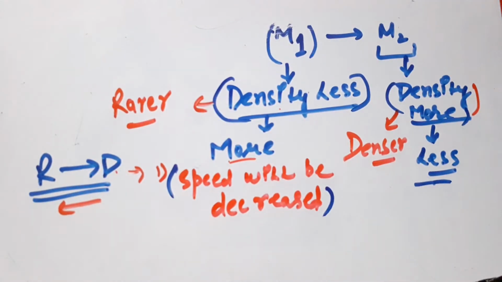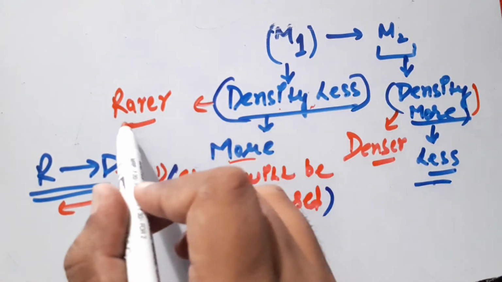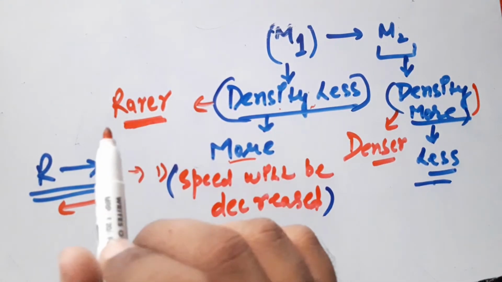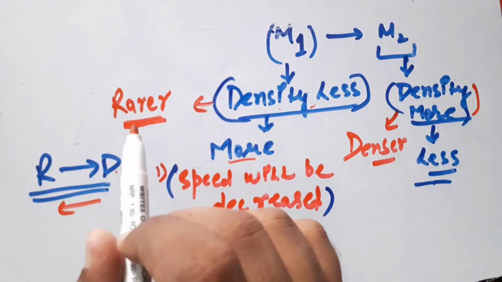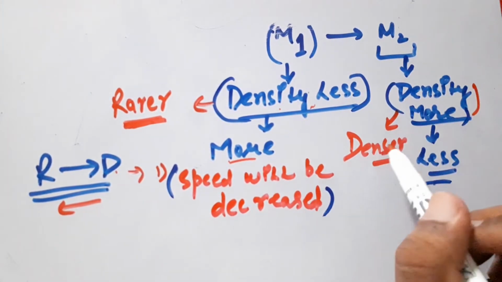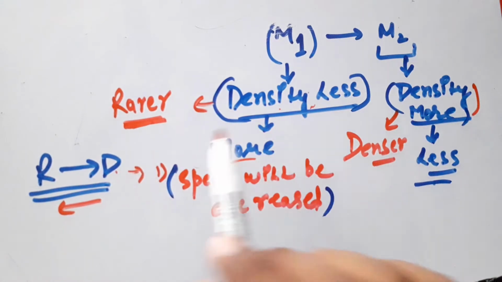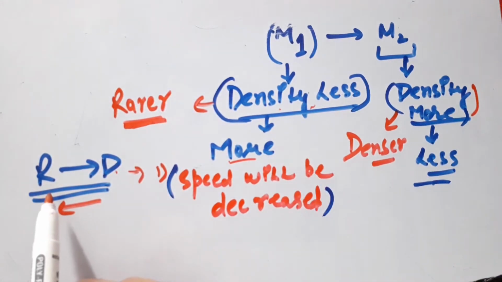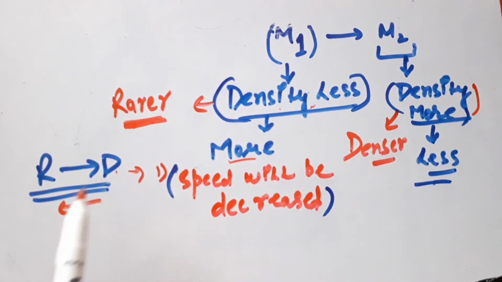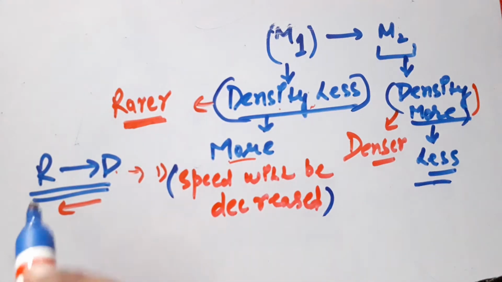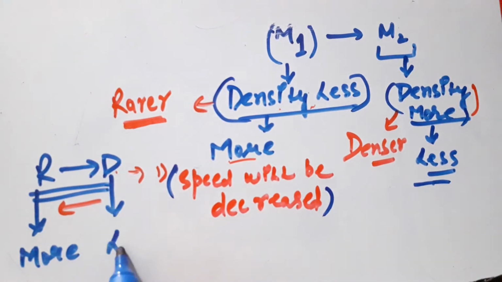Now the other thing is, one thing is there is change in speed, and the second thing is there is change in angle also. So whenever we are talking about the rarer medium, when the light is in rarer medium, the angle is always more, and when the light is in denser medium, the angle is always less. We are always talking in comparison, right? If we talk about this particular case, when the light is going from rarer to denser medium, the angle in rarer is always more, and in the case of denser, the angle is always less.